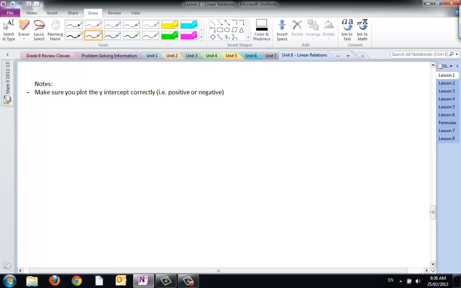Okay, so you could also have a formula like y equals 1/3 x minus 5 or minus 3 or something like that. And when you see that, please make sure that you include the negative sign with the numerical value. And in that case, I'd be plotting this y-intercept down below the x-axis.